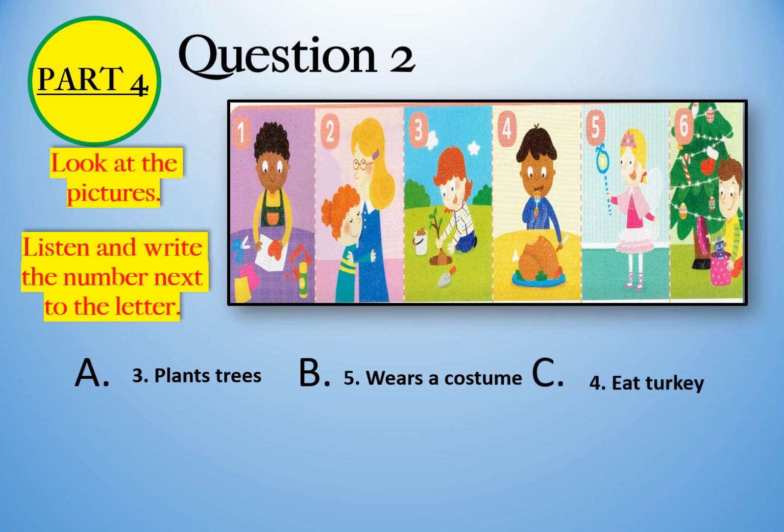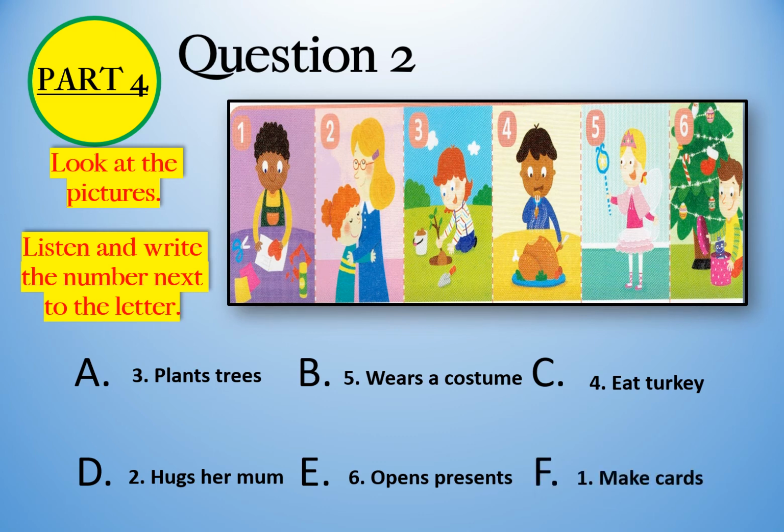Number 4, eat turkey. I eat turkey. D. Number 2, she hugs her mum. E. Number 6, he opens presents. F. Number 1, I make cards. Okay, please check. That is the end of the answers. Yay!